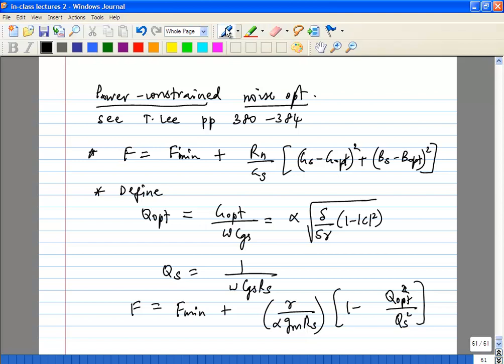It turns out that the optimum value of QS, that is the power constrained value of QS, happens to be around 4.5. It's a quality factor value, right? It happens to be between 4 to 4.5.